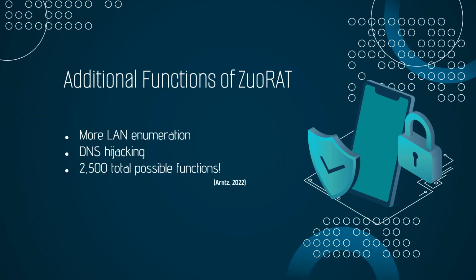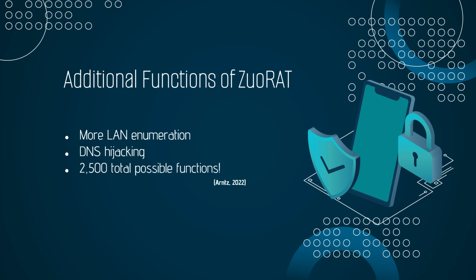The second component of ZuoRAT includes various embedded functions for the threat actor to run on the infected router. The embedded exportable functions include commands for further LAN enumeration, DNS hijacking, and HTTP hijacking. In total, researchers identified around 2,500 embedded functions available to the threat agent.